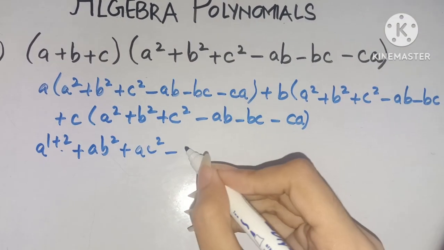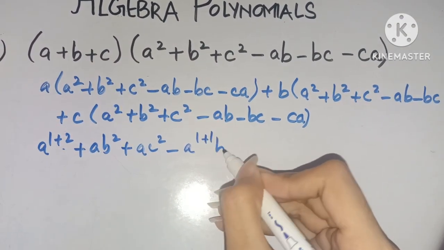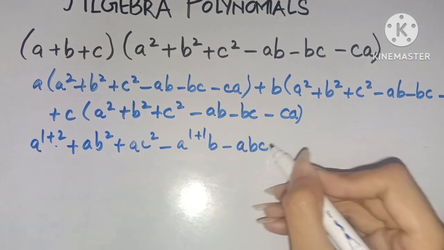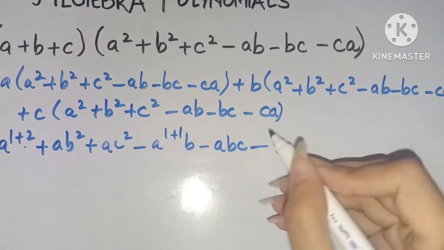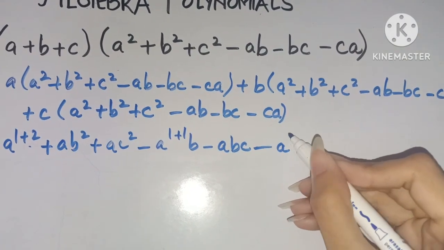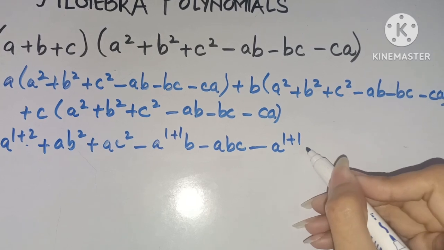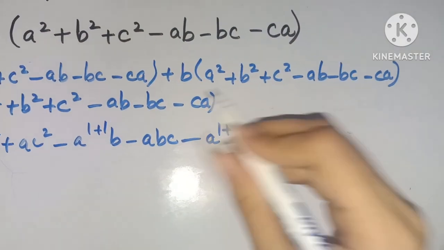a will be multiplied with ab, so it will come a to the power 1 plus 1, and b will come as it is. Then again minus, because here is plus, plus minus is minus. So ab c, and minus a will be multiplied with ca, so it will come a to the power 1 plus 1, because here is power of 1 and here is also power of 1. So we'll just add the powers 1 plus 1, and c will come as it is. Then we will solve this one.